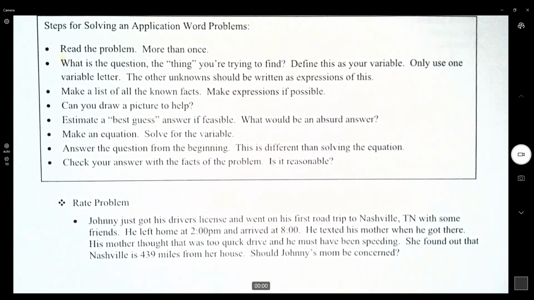Make a list of all your known facts. Make expressions if possible. Can you draw a picture to help you? Estimate what you think a best guess answer would be if it's feasible to do so. What would be an absurd answer? Make an equation and solve for the variable. Answer the question from the beginning. This is different than solving an equation. And then check your answer with the facts of the problem. Is it reasonable? Let's look at a rate problem.